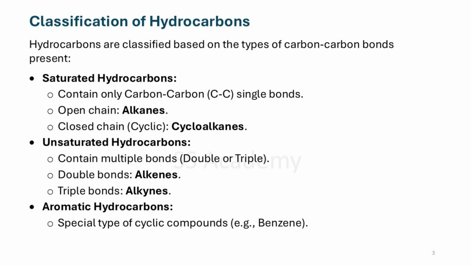To study them easily, we classify hydrocarbons based on their bonds. First, we have saturated hydrocarbons like alkanes, which only have single bonds. Then we have unsaturated hydrocarbons. These are the ones with extra energy stored in the double or triple bonds, known as alkenes or alkynes. Finally, we have aromatic hydrocarbons, which are special ring-shaped molecules like benzene that have a unique stable personality.